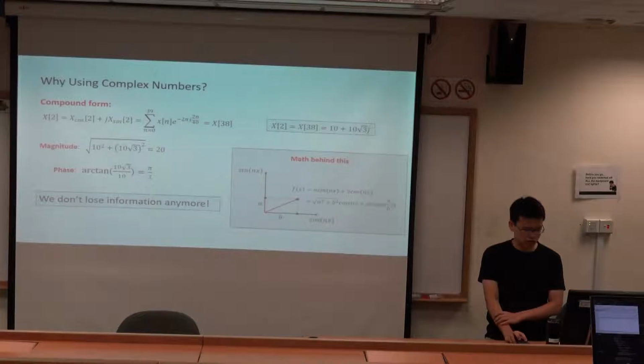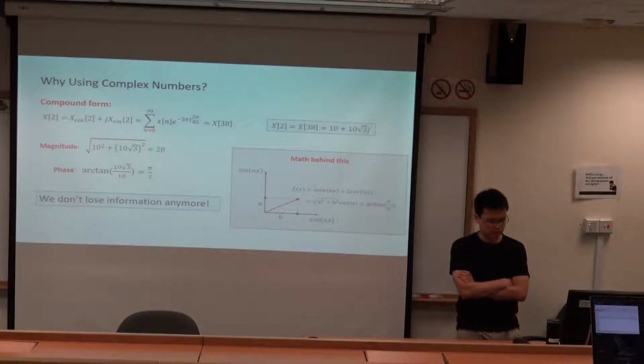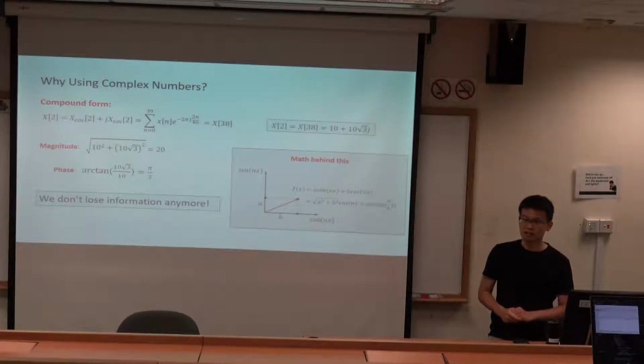Well, if you know this formula, it will be easier for you to understand. If f(x) equals a times sine nx plus b times cosine nx, then it will be exactly the same as this one. Well, if you don't know, don't worry. Just remember how to calculate the magnitude and the phase. The mathematical background behind this is really hard and really deep. So don't worry.